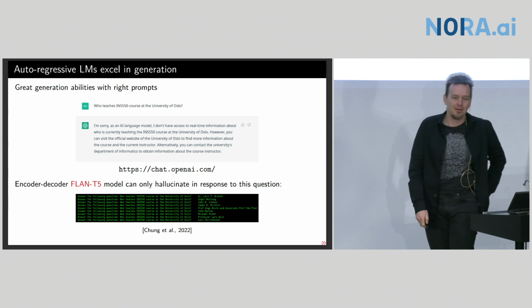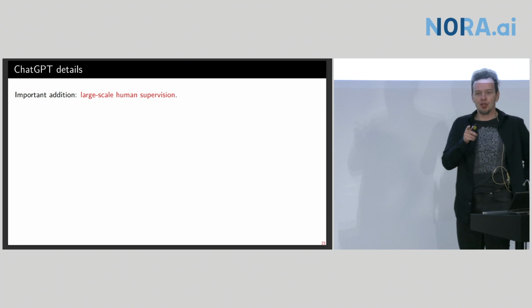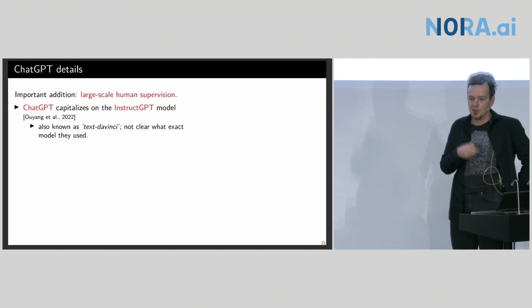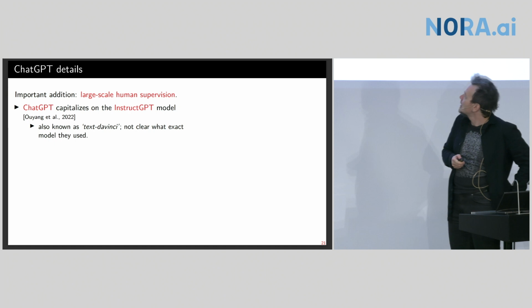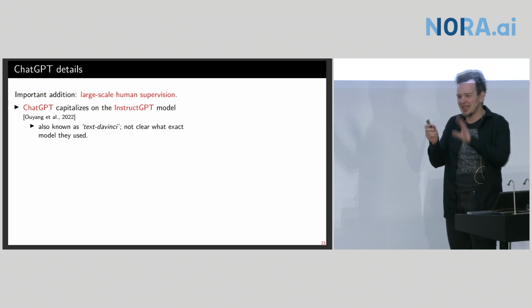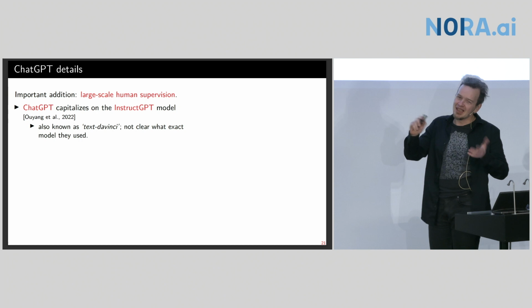An important addition to language model training for ChatGPT was large-scale human supervision, about which we don't know much, but we know something because it was described in research papers on previous models by OpenAI. So it capitalizes on the so-called InstructGPT model, also known as Text Da Vinci, but it's not entirely clear because OpenAI is very vague about what models exactly it fine-tuned ChatGPT on. They have some guidelines and some lists of models, but it's really vague.